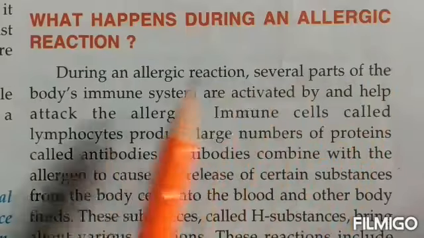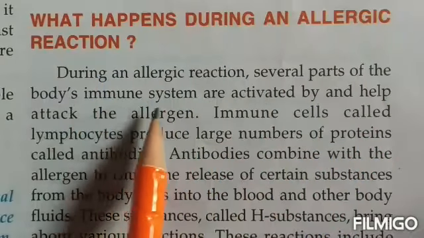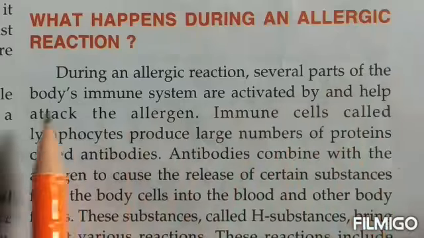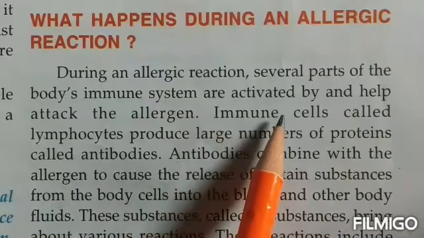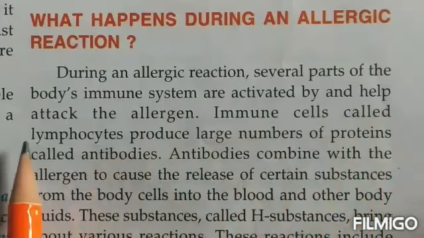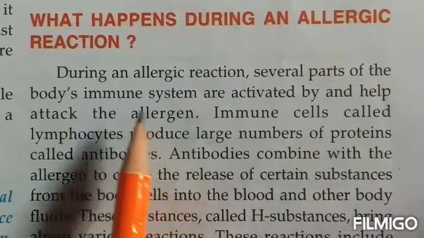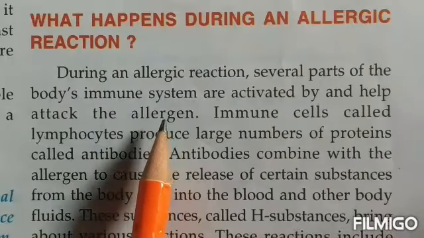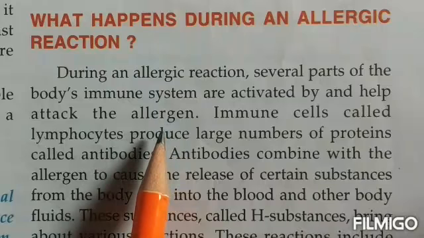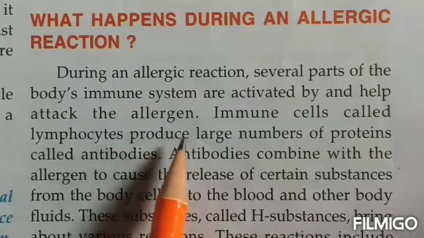Now what happens during an allergic reaction? During an allergic reaction, children, several parts of the body's immune system are activated and they help to attack the allergen. That means the immune system becomes very, very active as any foreign substance enters inside the body, and it starts preparing itself to attack the allergen.